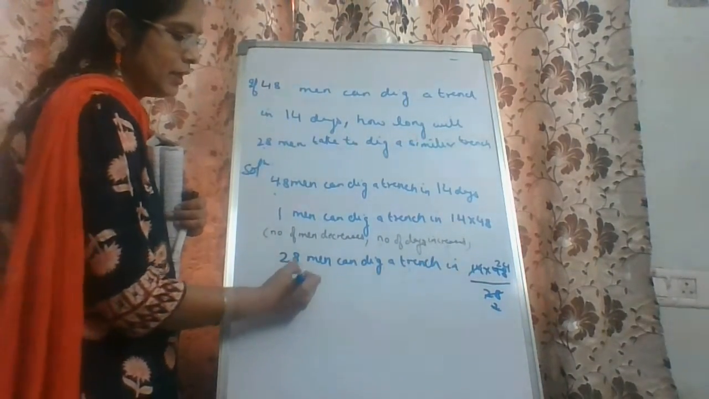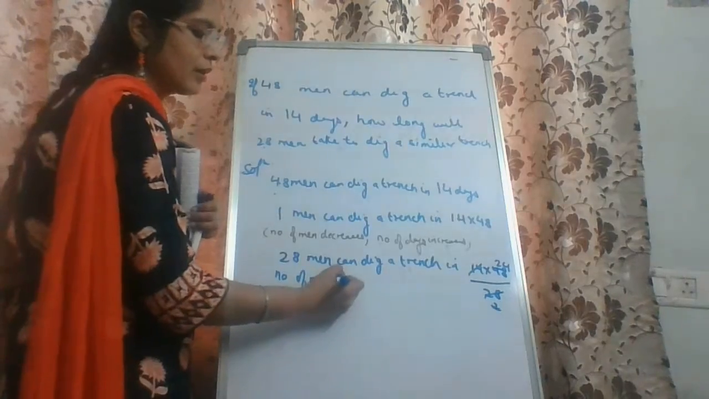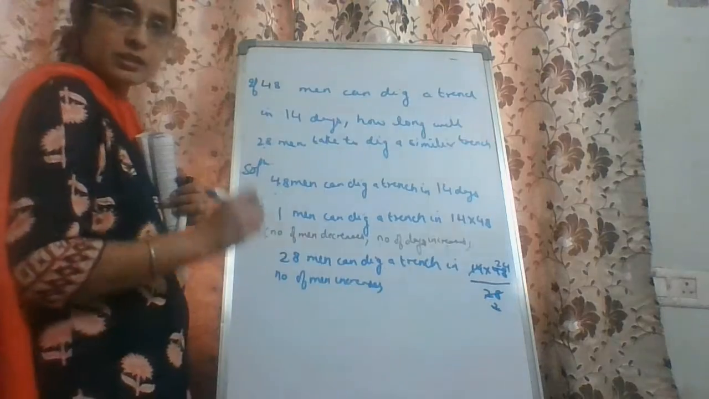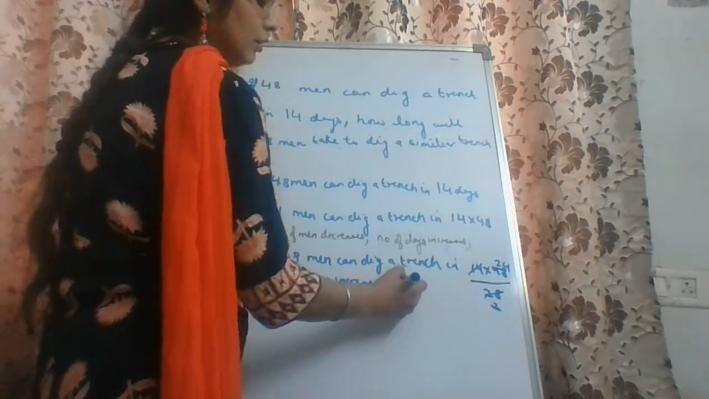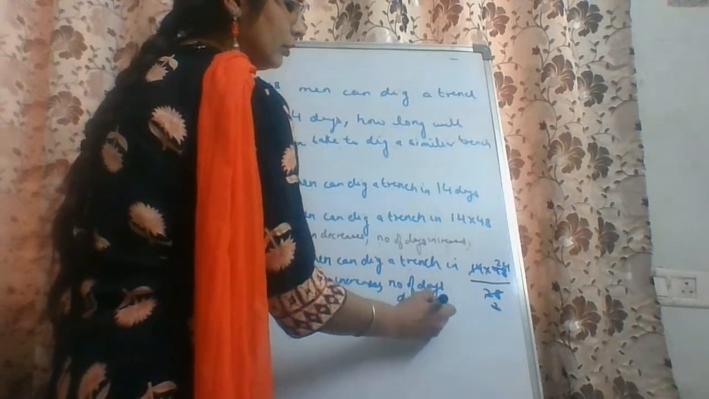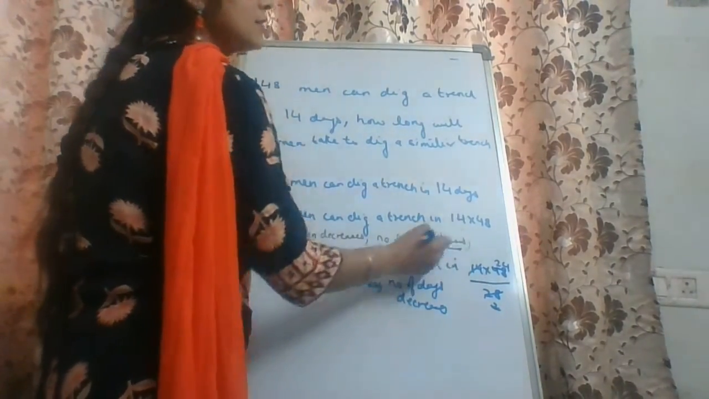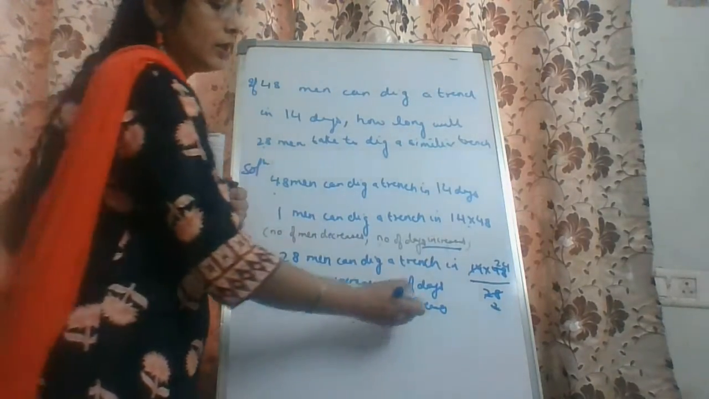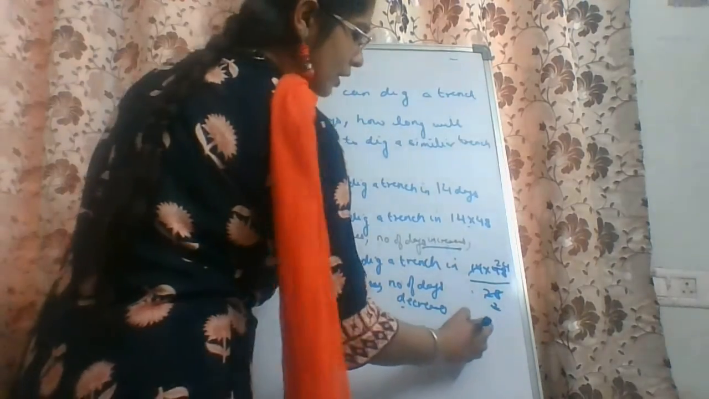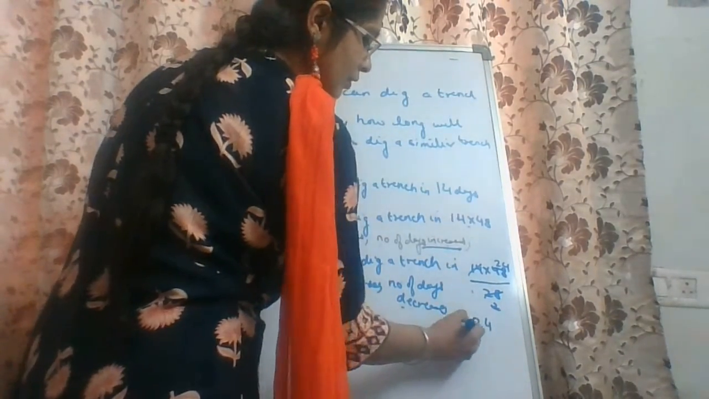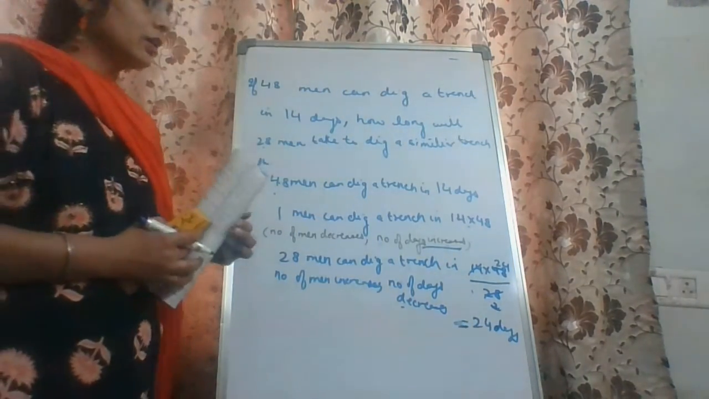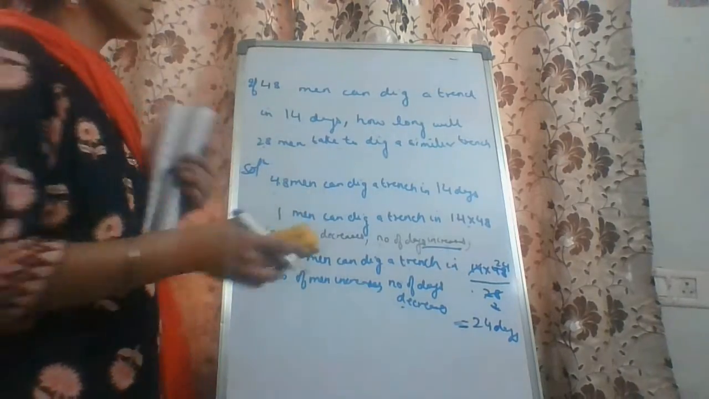As the number of men increases, the number of days decreases. See, increases, multiplication; decreases, division. So here if we solve it, it is 24 days. So we have 28 men will finish the work in 24 days.